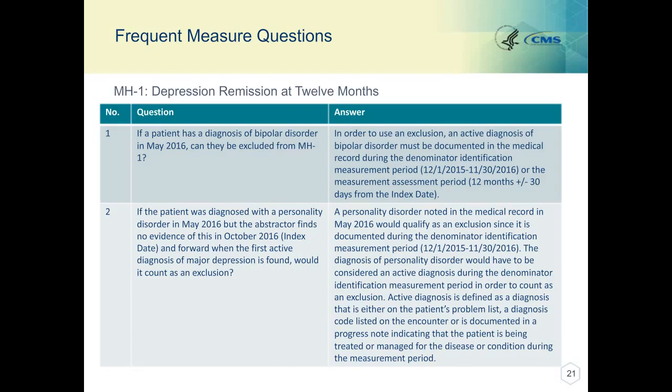Active diagnosis is defined as a diagnosis that is either on the patient's problem list, a diagnosis code listed on the encounter, or is documented in a progress note indicating that the patient is being treated or managed for the disease or condition during the measurement period. Next slide, please.